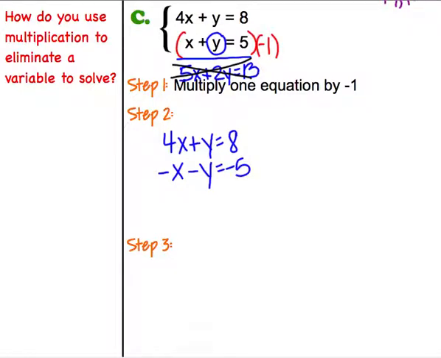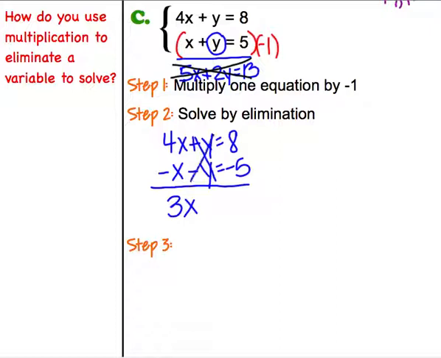So when I go ahead and solve using elimination, I end up with 4x minus x is 3x, y minus y is 0, and 8 minus 5 is 3. So then I can divide both sides by 3, and that will get me x is equal to 1.